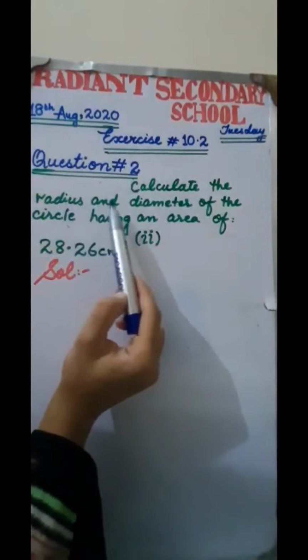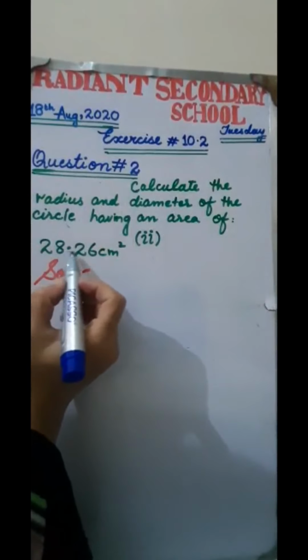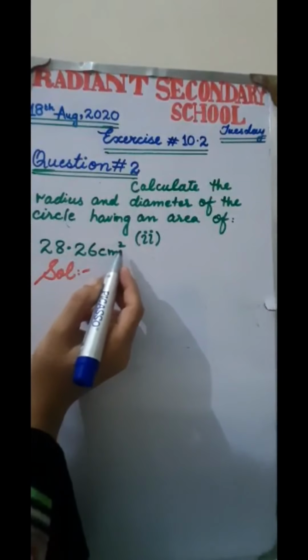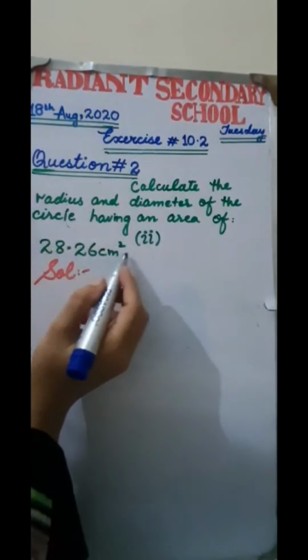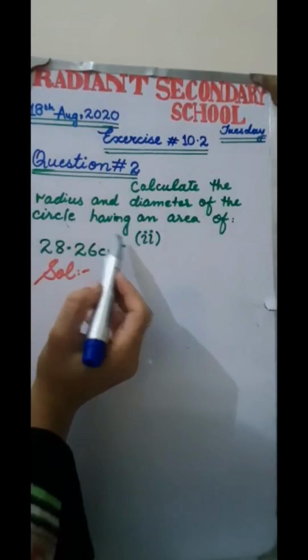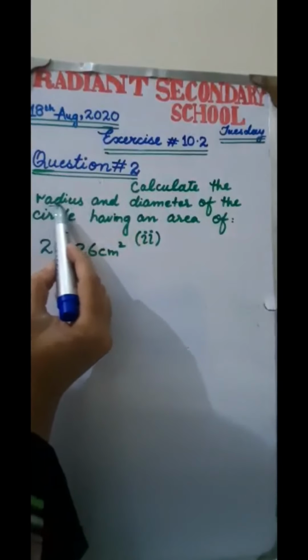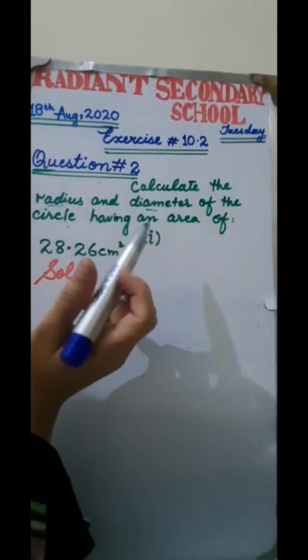Okay class, we have to do question number 2. Calculate the radius and diameter of the circle having an area of 28.26 centimeter square. That is our given area. 28.26 centimeter square is our area, and with the help of this area we have to find two things. Which two things? Radius and diameter we have to find.